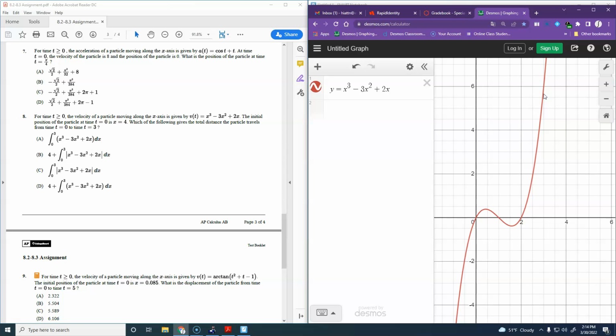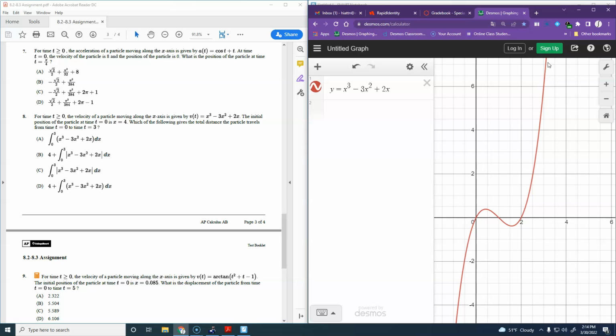It tells you whether the position is increasing or decreasing. If we're talking about a particle moving along an axis, increasing would mean moving to the right, and decreasing would be moving to the left. So this particle went to the right a little ways, then it went back to the left a little ways, then it went to the right for a pretty good while. So the total distance it traveled would be all of those distances added together.